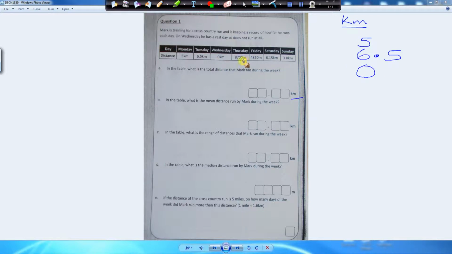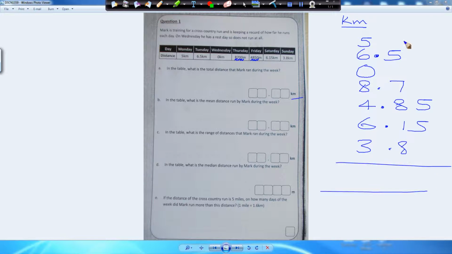8,700 meters. To change to kilometers, what do we do? Divide by 1,000. So that gives us 8.7. And 4,850, we divide that by 1,000, three places back, we get 4.85. The next one is already in kilometers, so 6.15. And the last one, but not least, is 3.8.